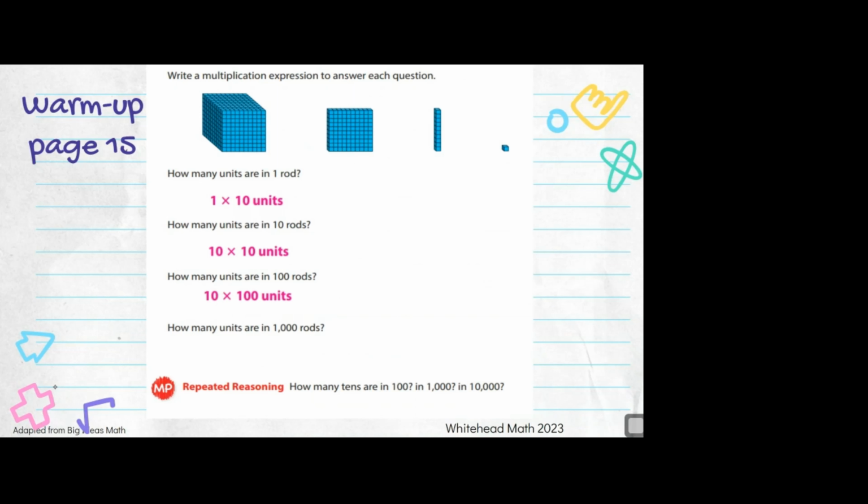How many units are in 1,000 rods? So again, there's 10 in one rod, and I need to multiply that by 1,000, correct? So 10 times 1,000. How many tens are in 100? How many tens are in 1,000? And how many tens are in 10,000? If you're working by yourself or with a partner, pause the video here and press play when you're ready to continue. Okay, there are 10 tens in 100, 100 tens in 1,000, and 1,000 tens in 10,000. Great job, let's continue.